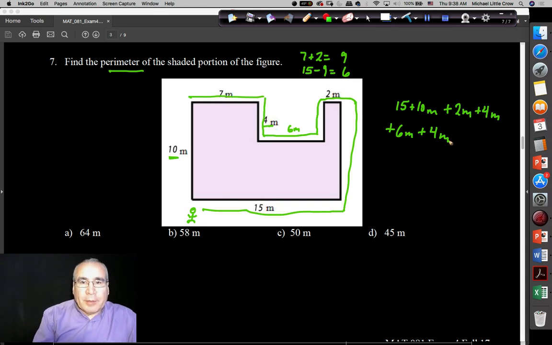Coming this way, we'll pick up another 7 meters. And we get the final 10 meters here, and we're back to where we started. So all we got to do is add all of these together.